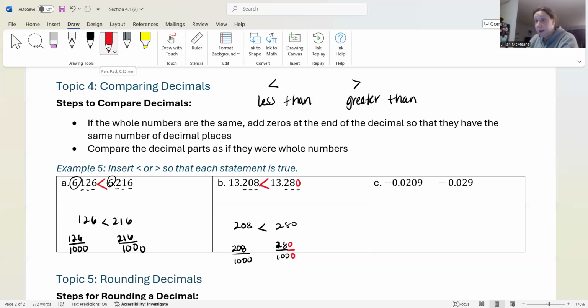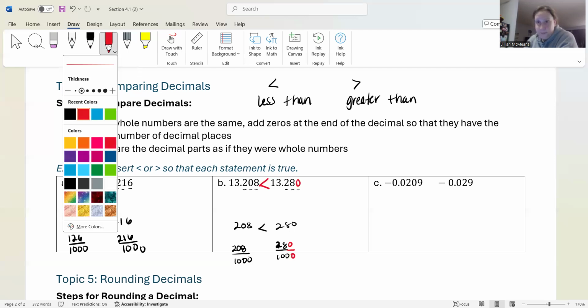Remember, when you're on the negative side of zero, so to the left of zero, the further away from zero you are, the smaller you are. The closer to zero, the bigger. So keep that in mind, okay? Now, for our first number, we have 209 ten thousandths. For the second number, we have 29 thousandths. So, like, what in the world's going on here? We don't have that idea of a common denominator. But it's as simple as adding a zero, okay?